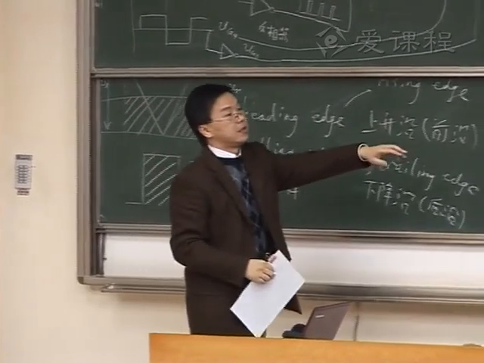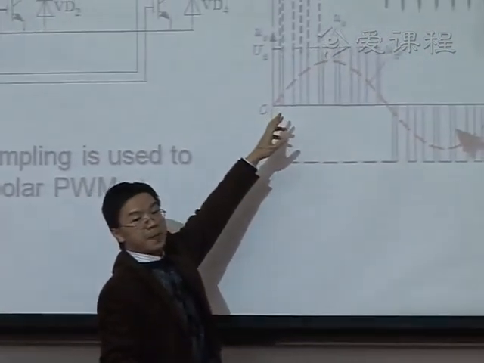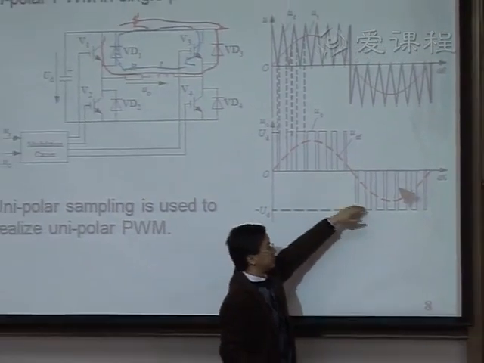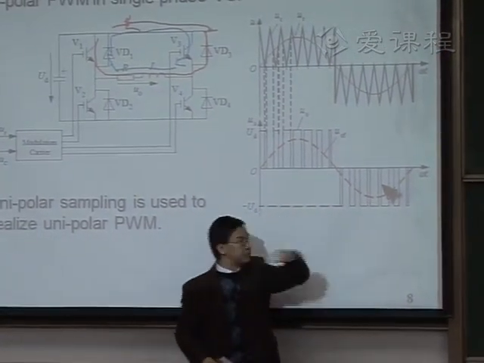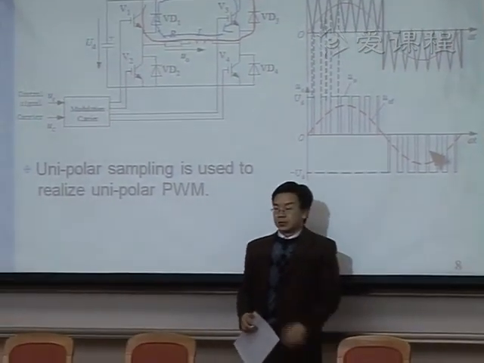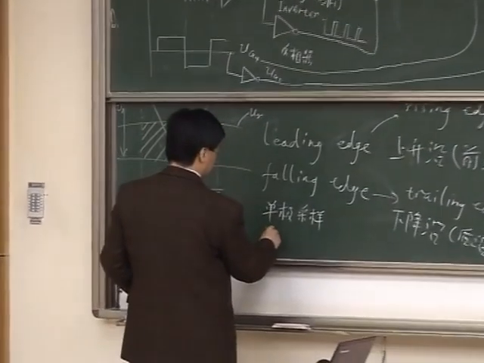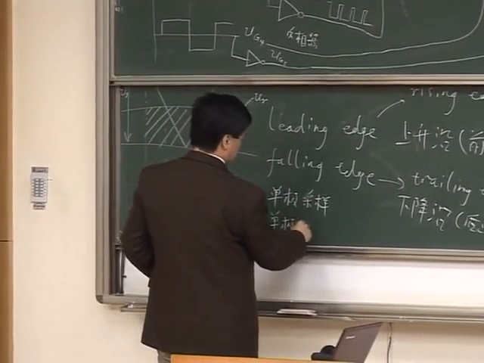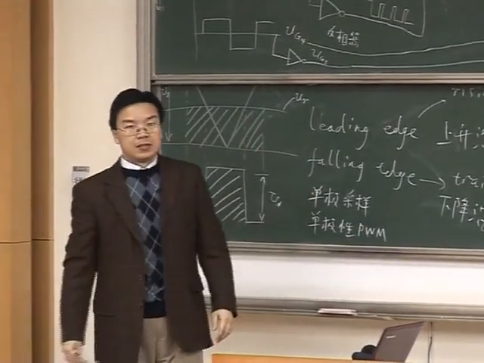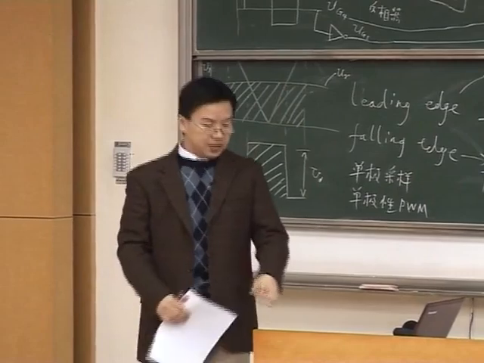And the emulating PWM waveform, you can see, is also, for the positive half cycle, in one direction, positive direction. For the negative half cycle, all these square wave pulses are in the negative direction. So this PWM is also called unipolar PWM. So you can see unipolar sampling is used to realize unipolar PWM.